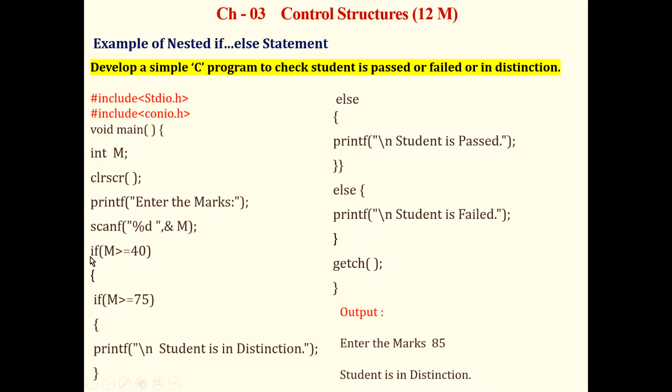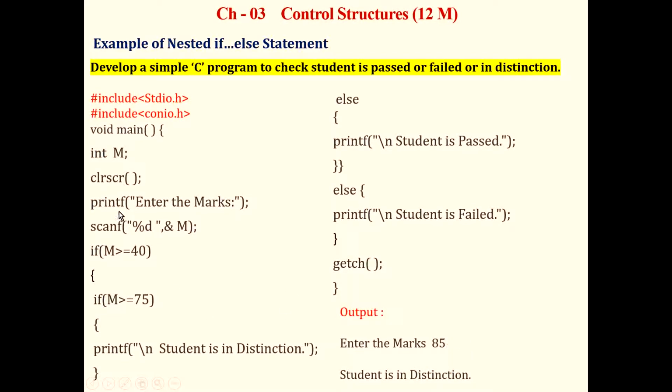Okay, so conditions are very important. How we create conditions is very important in a program. According to that, it checks the condition and then displays the message. Now the output of the program: enter the marks. Here I enter 85. So how is it checked?